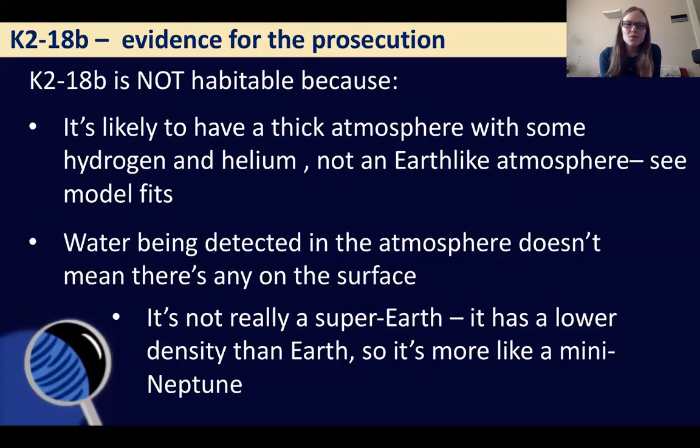So, evidence that K2-18b is actually not habitable. It's likely to have a thick atmosphere, and that probably means it has some hydrogen and helium in it. So it's probably not really an Earth-like atmosphere. So that means that the conditions on the surface, if it has a rocky surface, are going to be quite different to conditions on Earth. Also, water being detected in the atmosphere doesn't mean that there's actually any water on the surface. And we don't really know if this is a rocky body or something a little bit more like a miniature Neptune, because the density makes it a bit ambiguous.